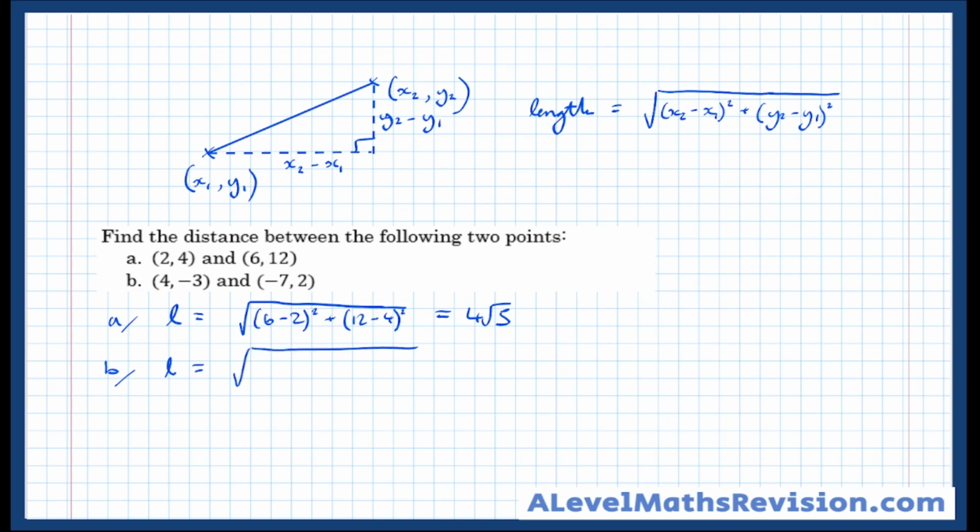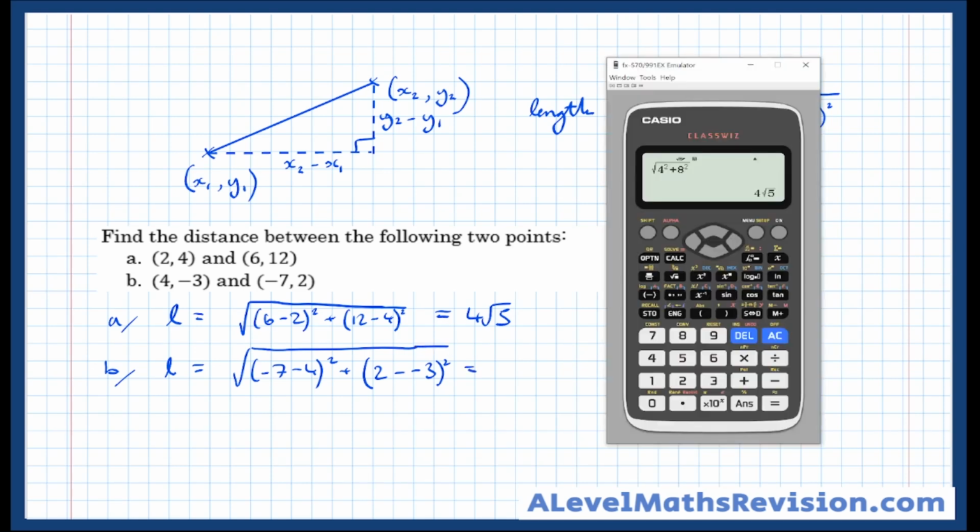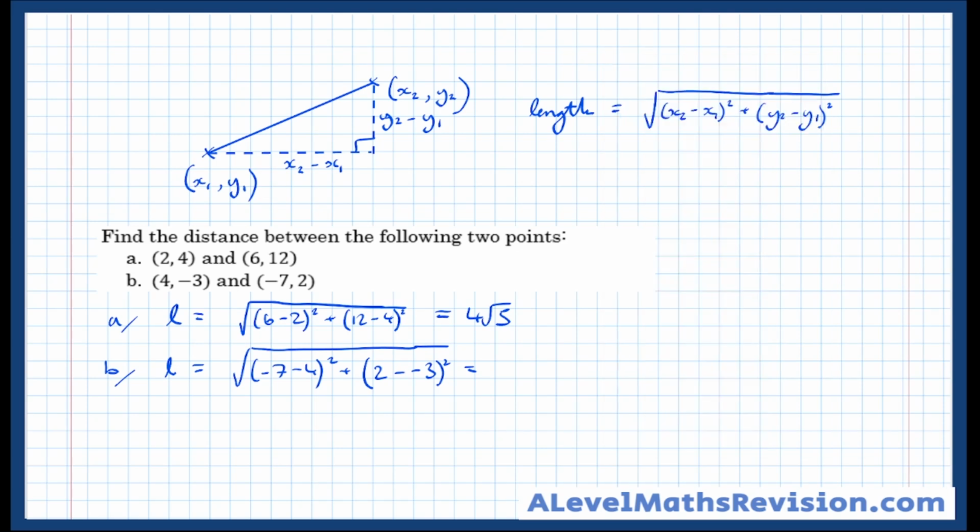So the length, the difference between the x coordinates squared, so minus 7 minus 4 squared, plus, and then we've got 2 minus minus 3 squared. If you wanted to, just shove it in the calculator as is. So the square root of minus 7 minus 4 squared, plus 2 minus minus 3 squared is equal to root 146. And there we have it.